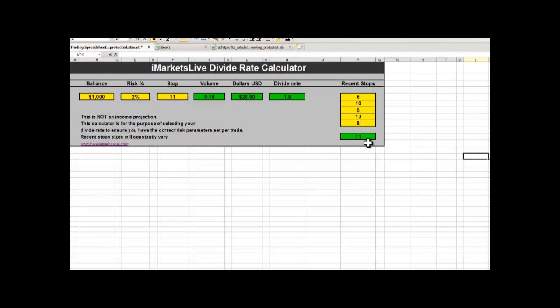You can see we've got 11 on the average stop size. If I was to change any of these, it would change the size, you can see. So if we put this back to, say, 8, we've got 11 as our average stop. We'll put that over here.